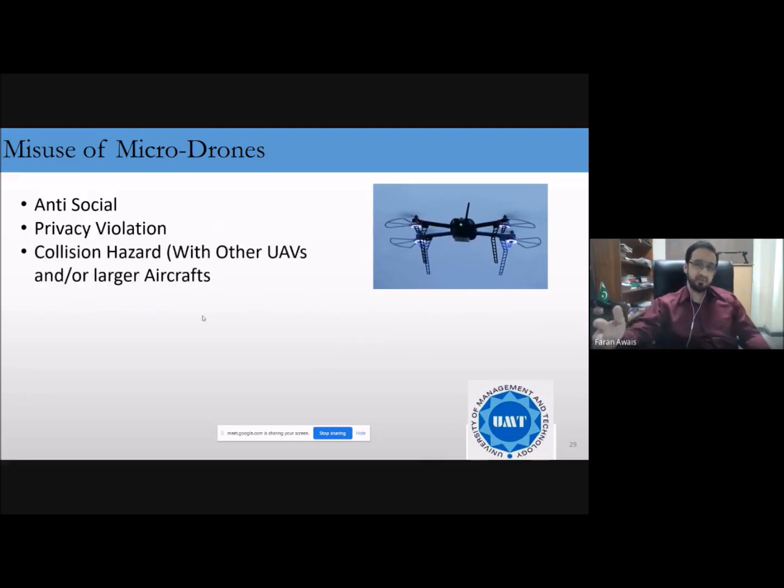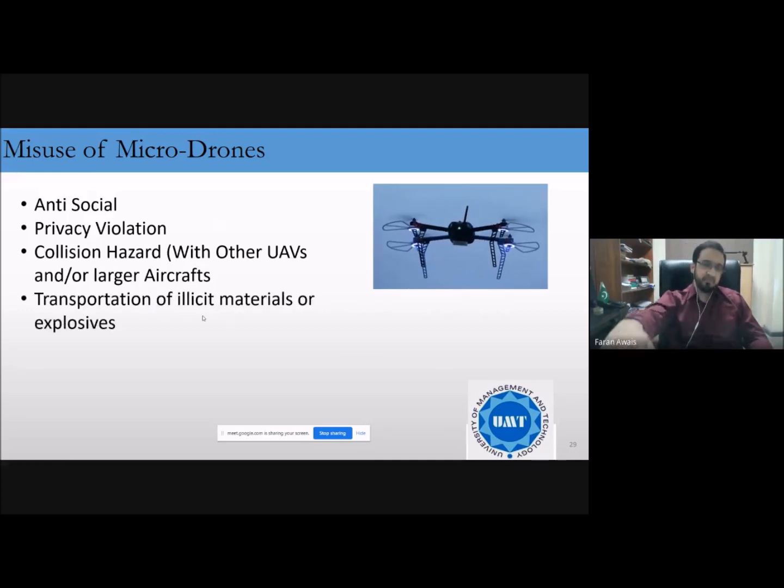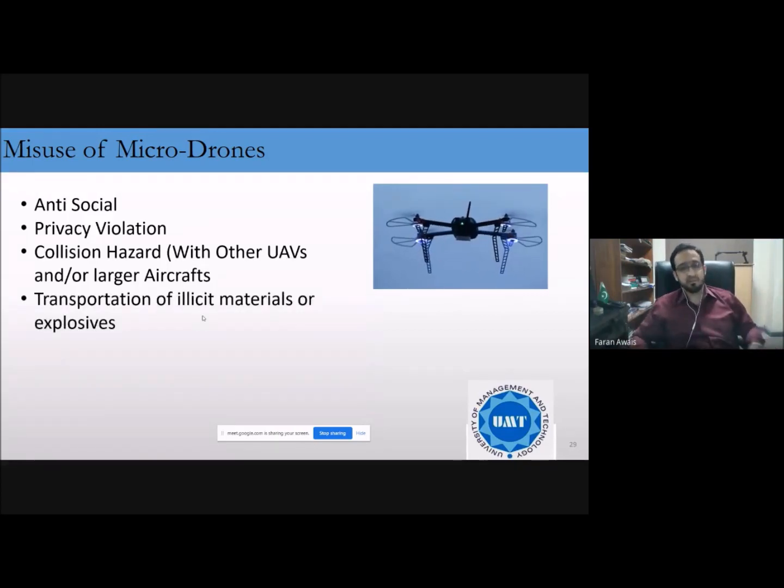The use of micro drones can lead to antisocial activities. It can be used for privacy violation or collision hazards. Obviously, they have collision hazards with other aircraft. It can be used for transportation of illicit materials or explosives. So, of course, there's a need to mitigate such issues.